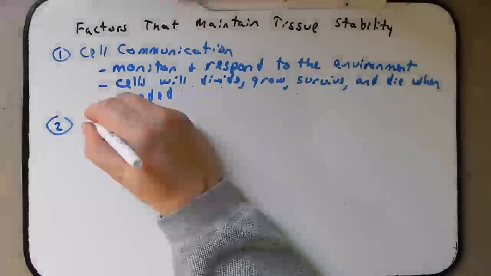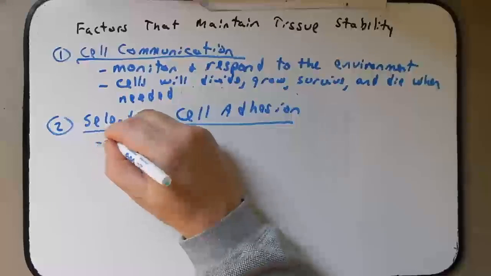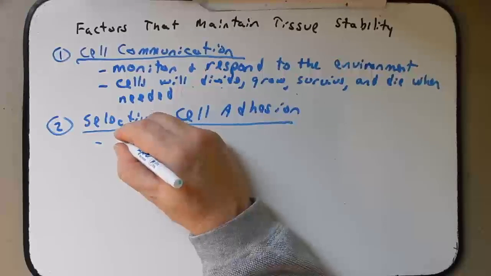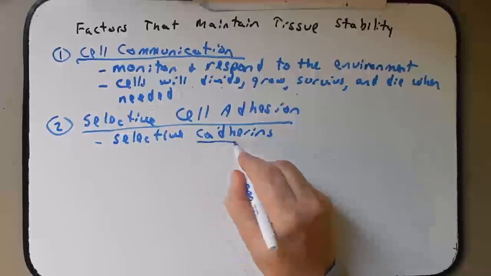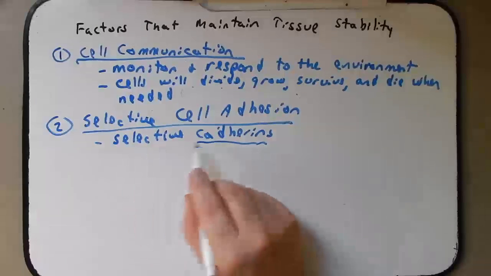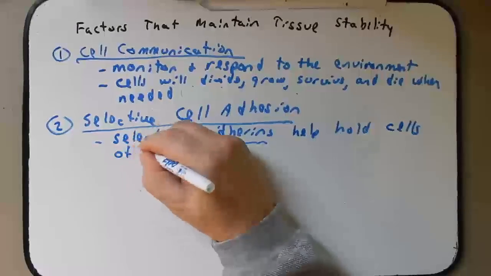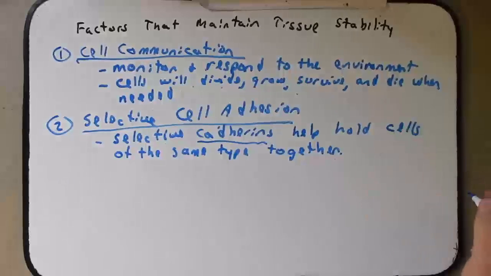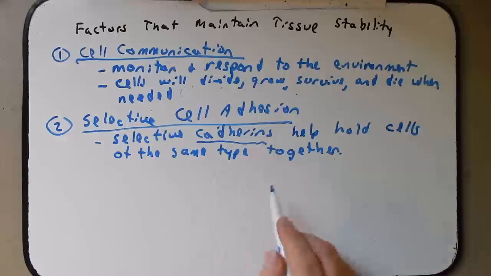The second factor is something we'll call selective cell adhesion. And this is accomplished through the use of selective cadherins. Remember, these are the ones that are used in those adherens junctions to help bind neighboring cells. So these selective cadherins help hold cells of the same type together so they can function together. You don't want every cell within a tissue binding to each other, because you need to maintain that organization and stability, and binding everything together just creates this glob of unuseful cells.